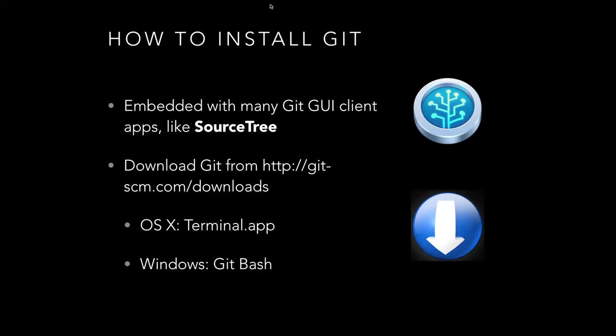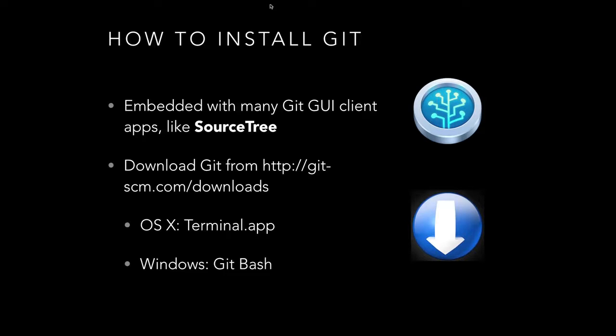On OS X, you'd use Terminal.app. On Windows, you would use Git Bash. I should mention I've used Git on Windows, Linux, and OS X. I primarily develop on OS X, but it's worked very well on Windows and Linux too. I wanted to mention Windows because some people think, oh, Git is only for Linux or only for OS X. Nope, it's actually on all 3 platforms, very well supported.